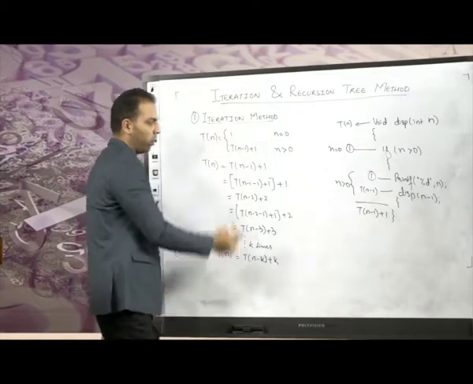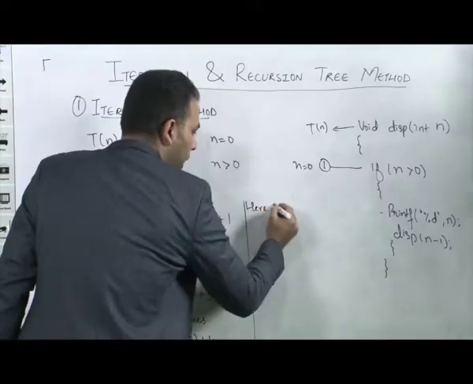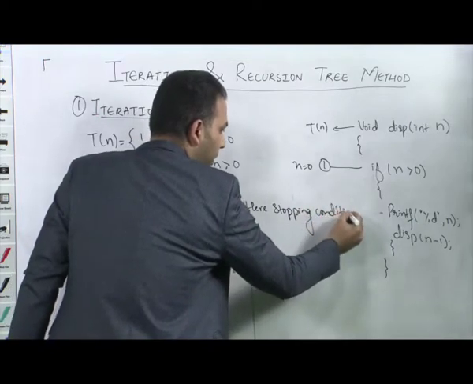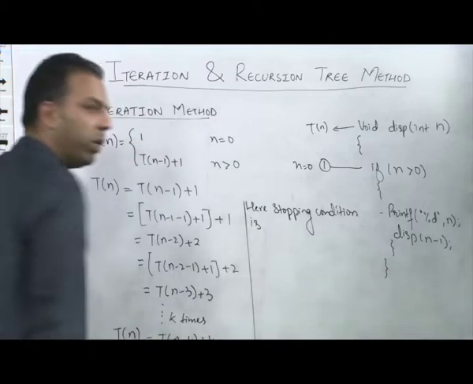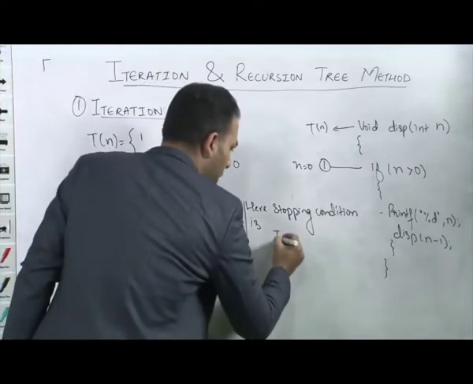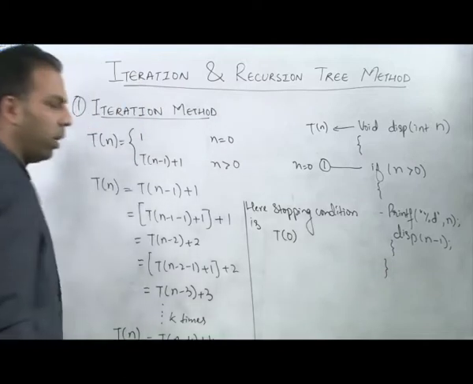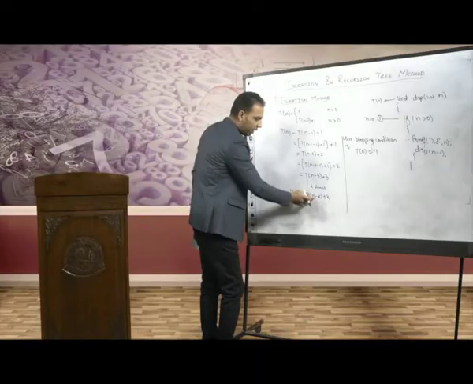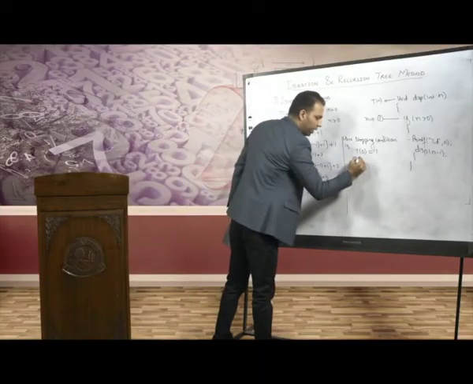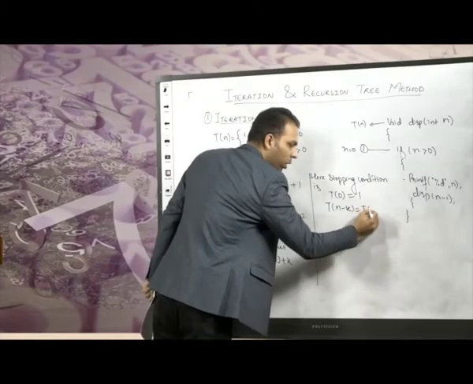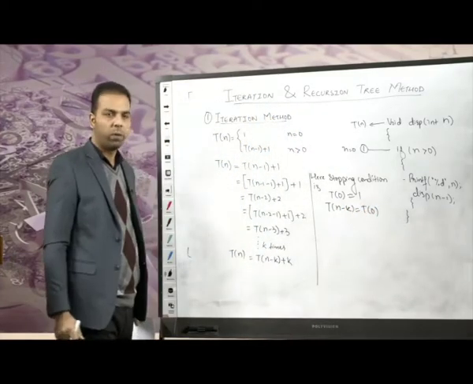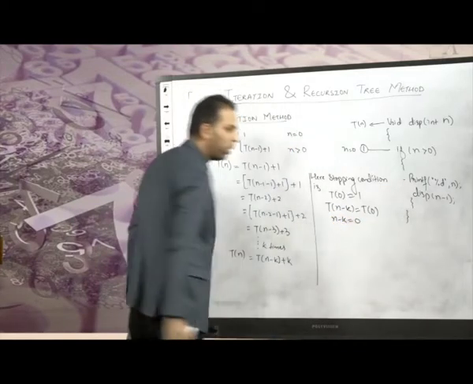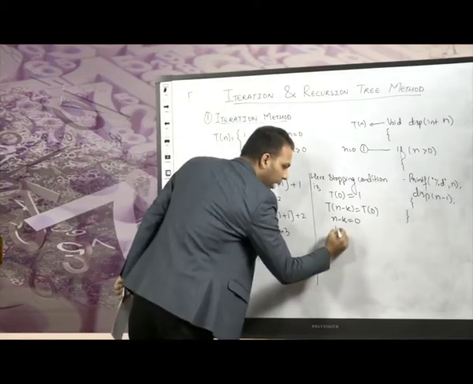That is your T0. The stopping condition is T0, and that is equal to 1. So I'll assume that this Tn minus k is the stopping condition. It will mean that Tn minus k is actually equal to T0. That's where our algorithm stopped. So if we equate, we see that n minus k is equal to 0, which will mean that k is equal to n.